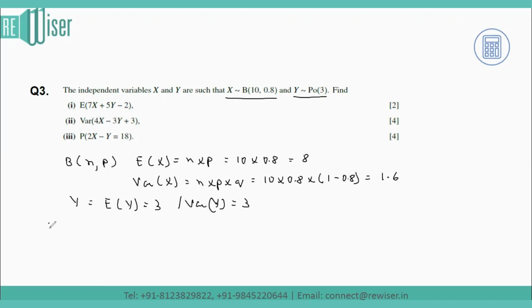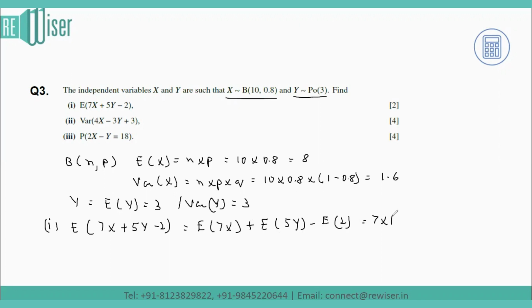Now to answer the first part of the question, we have to find the expected value of 7x plus 5y minus 2. We can write this as E of 7x plus E of 5y minus E of 2. Since 7 is a scalar, it multiplies the entire expected value, so that becomes 7 into E(x) plus 5 into E(y), and since 2 is a constant, its expected value is 2 itself.